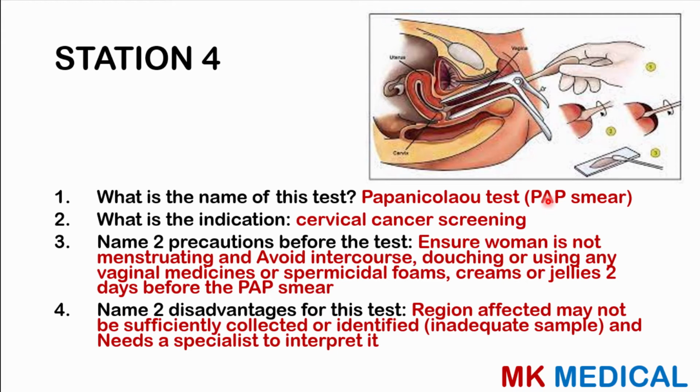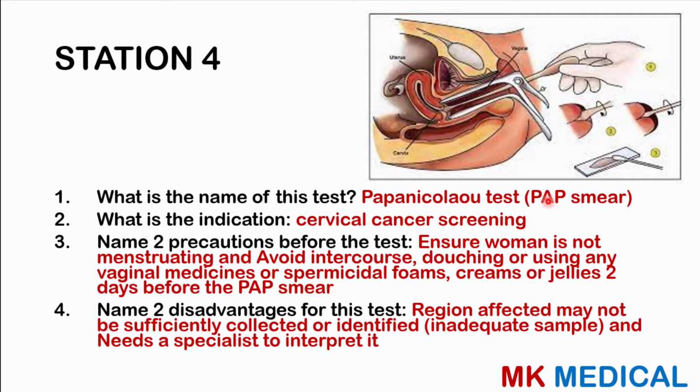So here comes the answer. So this is a pap smear or Papanicolaou test. It's indicated in cervical cancer screening. And the 2 precautions are, number 1, you have to ensure that the woman is not menstruating. And the second thing is that the woman should not have had intercourse prior to the investigation. There shouldn't be any douching. There shouldn't be any vaginal medicines or any spermicides, creams, gels, or anything that should be inserted in the vagina prior to the pap smear.